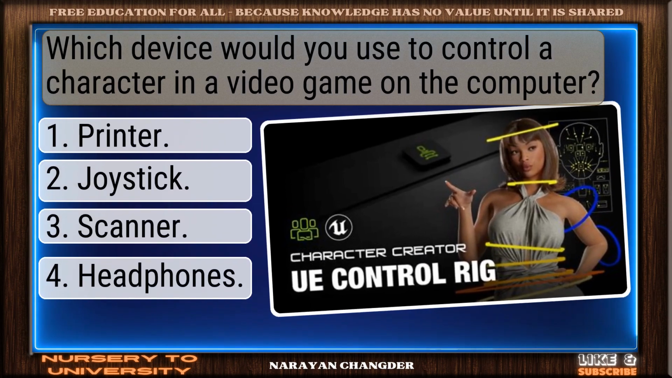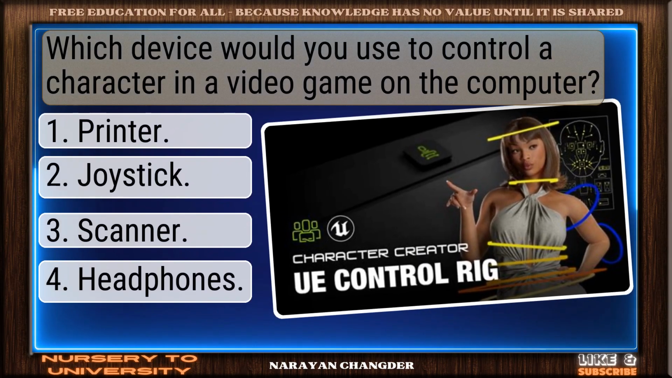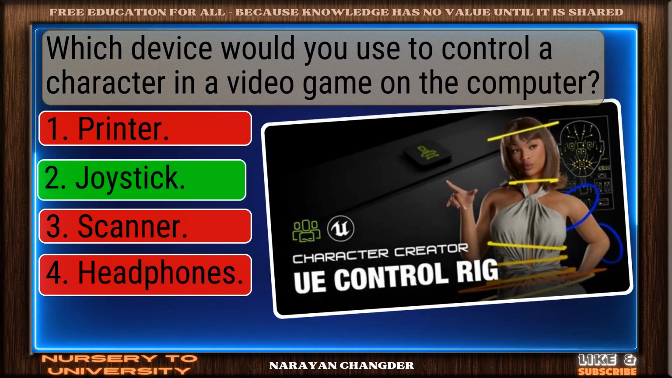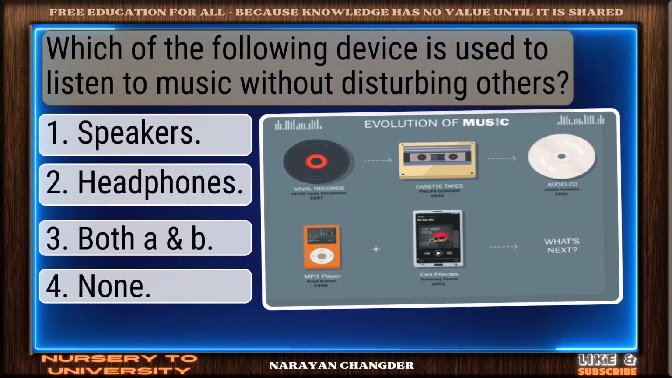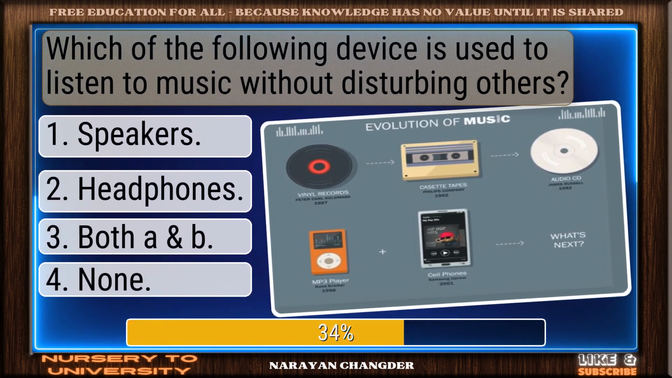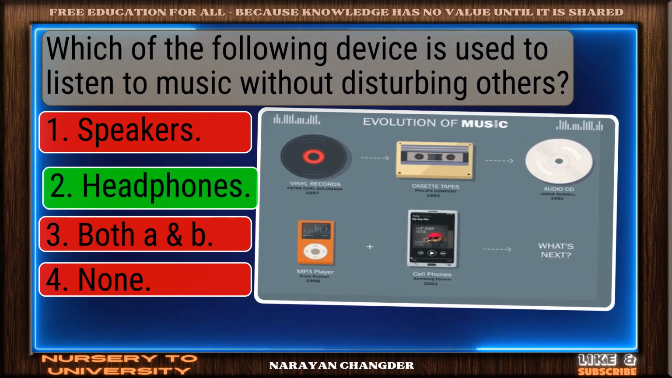Which device would you use to control a character in a video game on the computer? Clear logic. Joystick is sound. Which of the following devices is used to listen to music without disturbing others? Good thinking. Headphones is right.